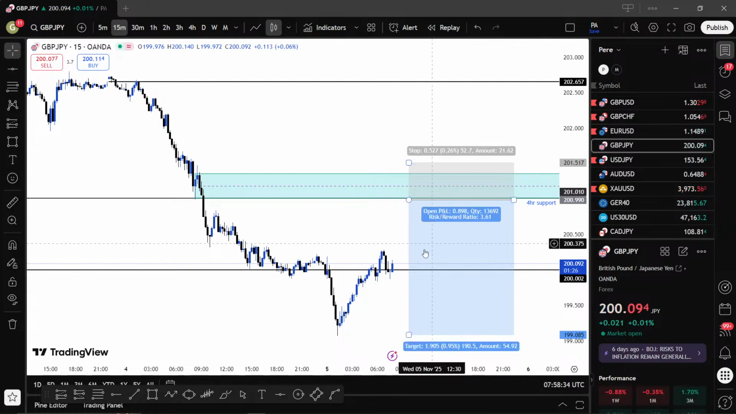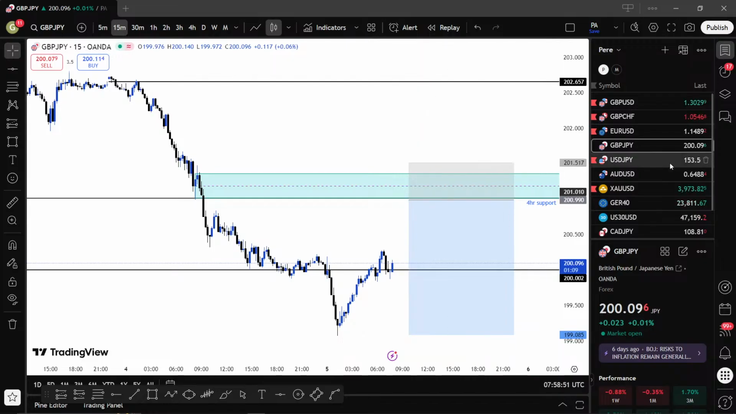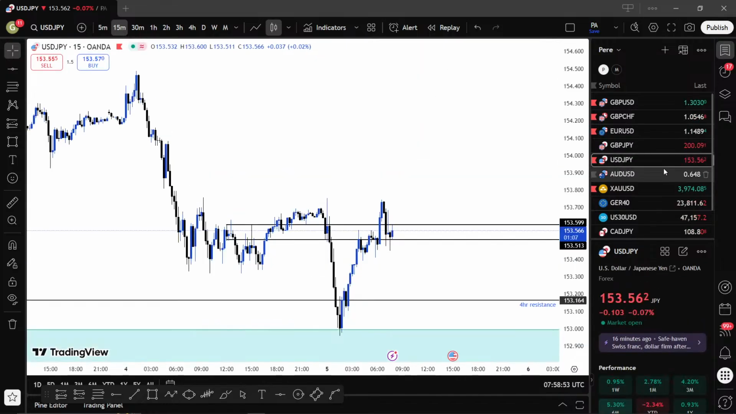Now GBP JPY, we are waiting for a buy. We want the market to buy back to this 4 hour support that got broken, which should be a retest on the 4 hour support, which is a good buying opportunity. And on the other hand, USD JPY, I didn't do anything there because I had a buy setup here that's already playing out that I couldn't take. So let me act like it doesn't exist.